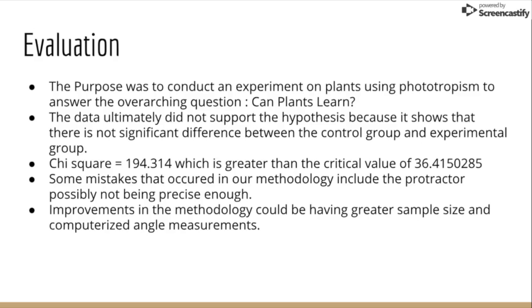The chi-square test was used on the experimental and control group, and the chi-square value was found to be approximately 194.314, which is larger than the critical value of 36.415, showing that the null hypothesis is rejected.